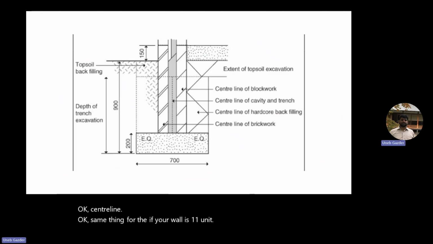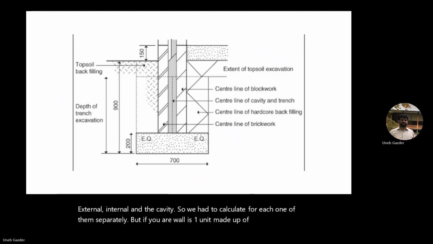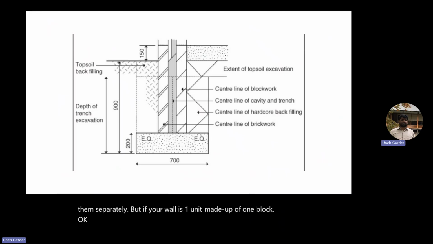Okay, the example which we did, the wall is made up of three things: external, internal, and the cavity. So we had to calculate for each one of them separately. But if your wall is one unit made up of one block, from one end to the other end, then the center line of the footing and the center line of the wall is the same. So it's a center line basically.